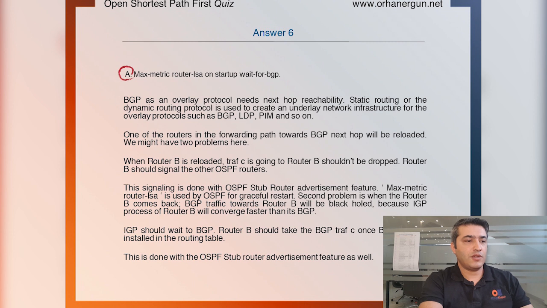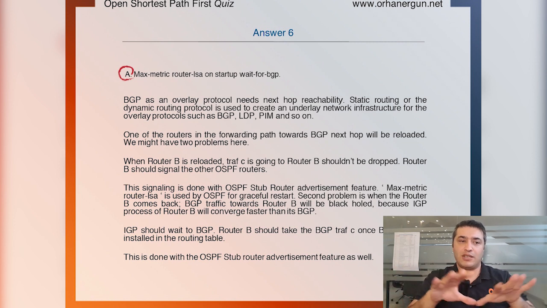So the answer to this question, it was a little bit long explanation, is option A, which is maximum metric router LSA on startup wait for BGP. With this on startup wait for BGP, OSPF is waiting for BGP on startup, when you finish the maintenance operation and take router B back into account.